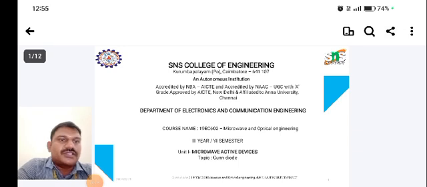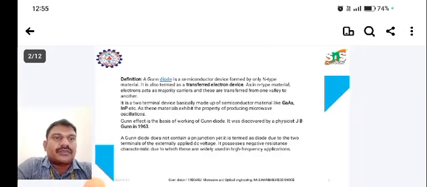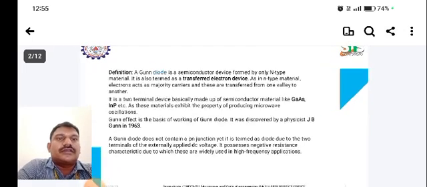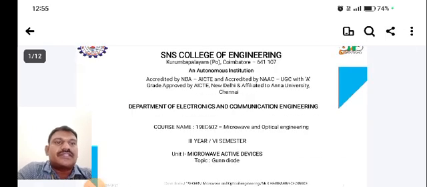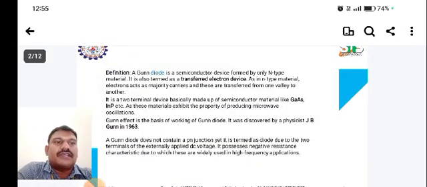Now the subject topic is about microwave and optical engineering. In this, the microwave active device, we are going to see about the Gunn diode. The definition of a Gunn diode is a semiconductor device formed by N-type material. It is also termed as a transferred electron device.